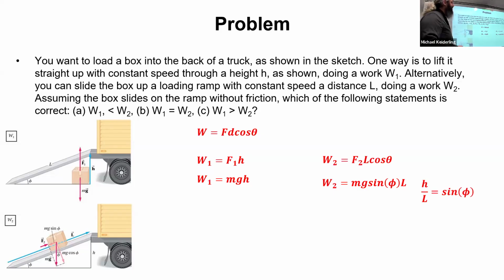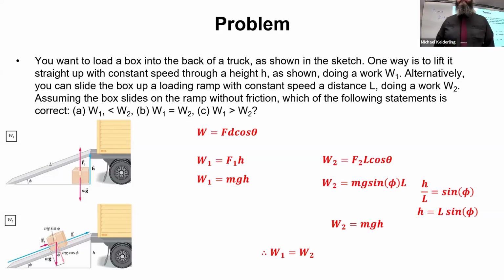Height over length is sine phi, so we can substitute. So height is equal to length times sine phi. So we can substitute length sine phi for height, and we get work 2 is equal to mgh. So work 1 equals work 2.